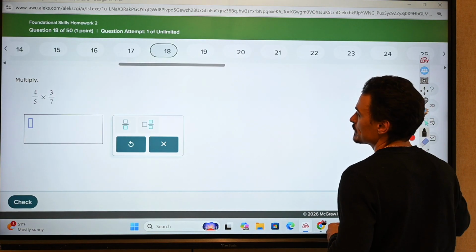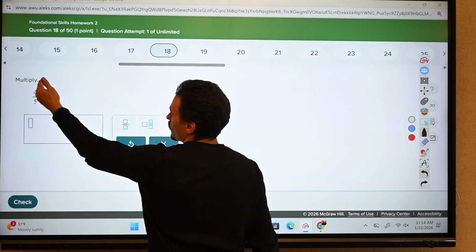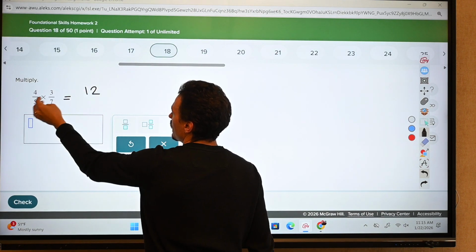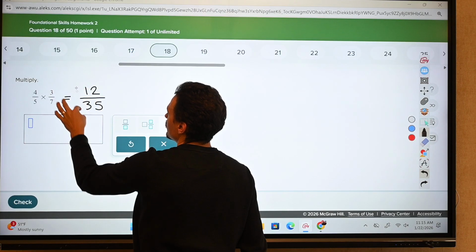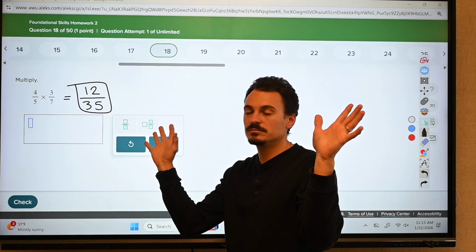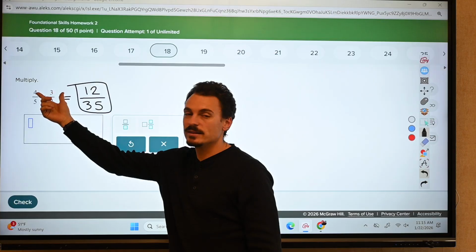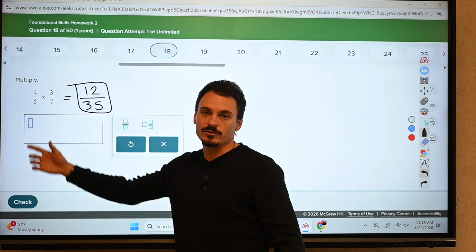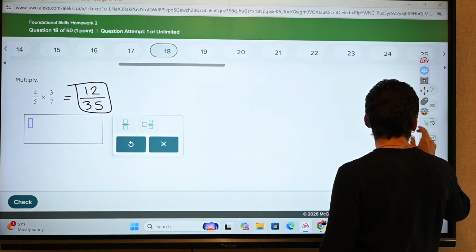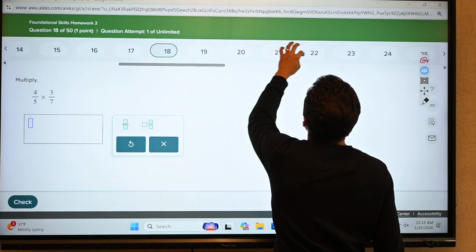Number 18. I have 4 times 3 is 12. 5 times 7, 35. Done. Done. Multiply the top, multiply the bottom, because both of the numbers were fractions. Okay. Number 24, last one.